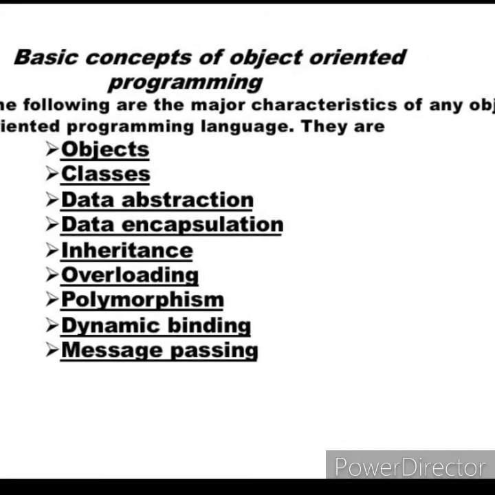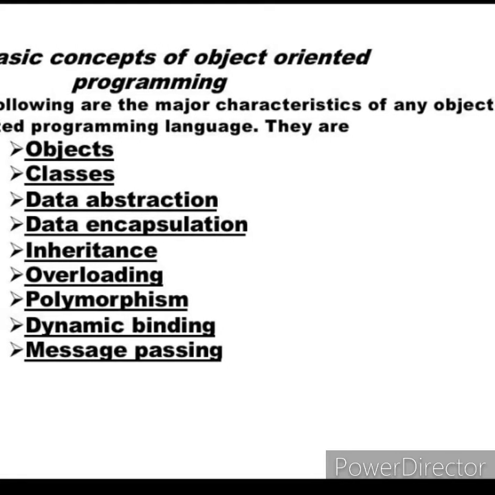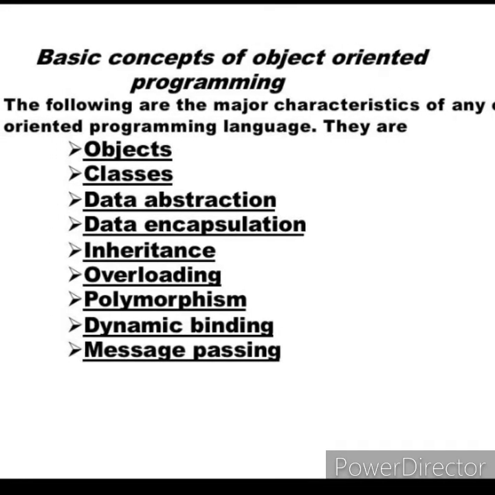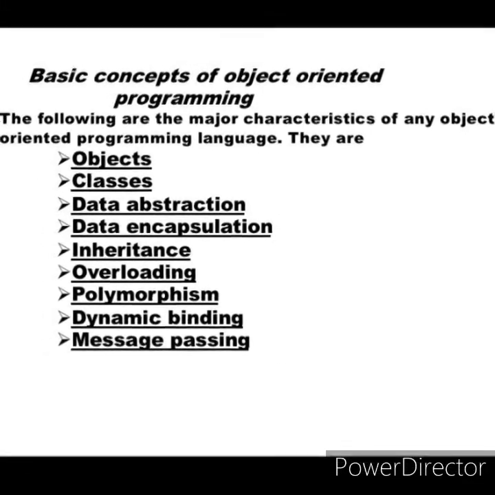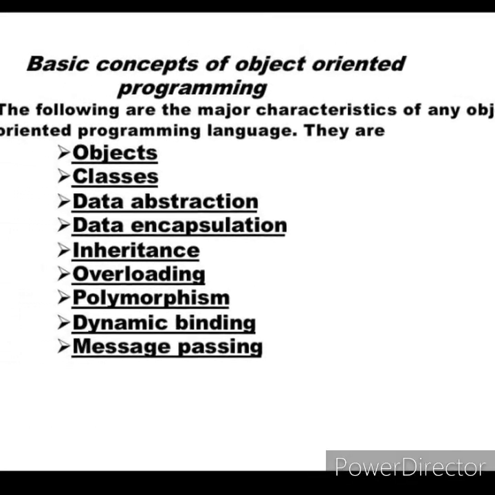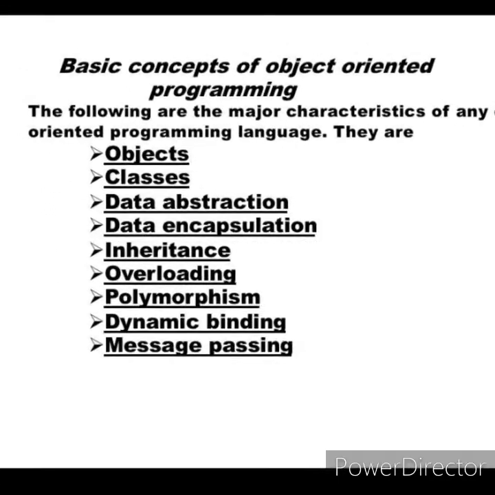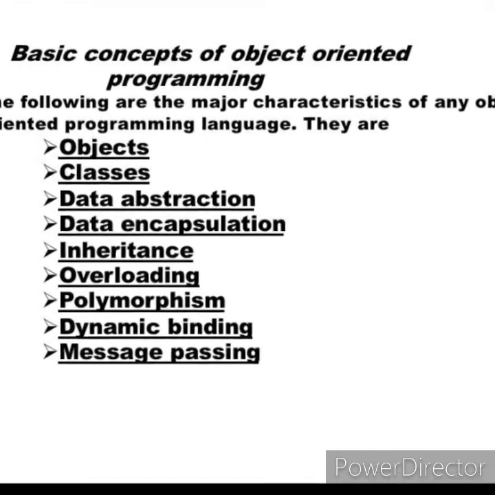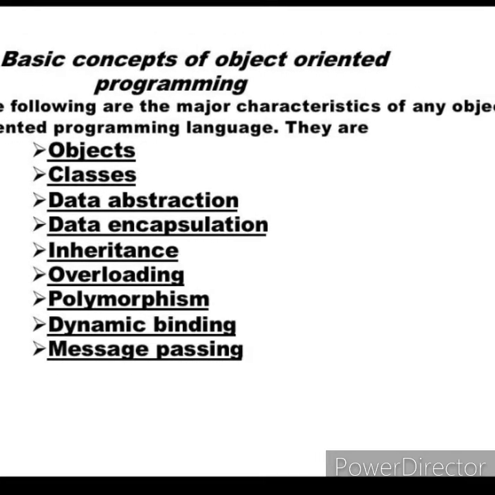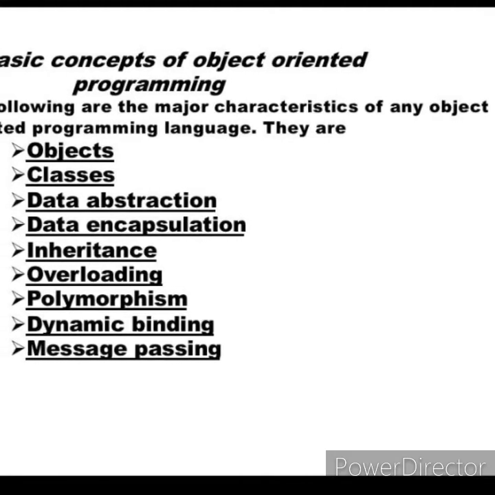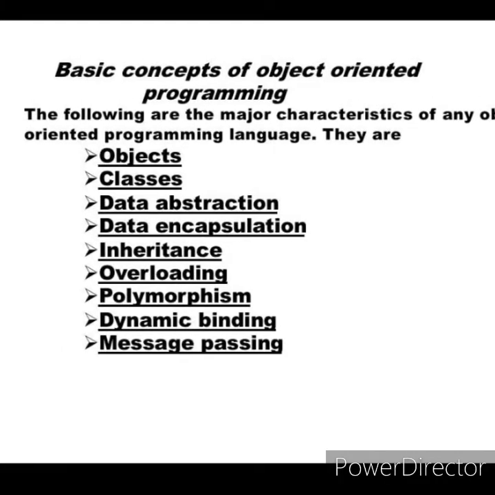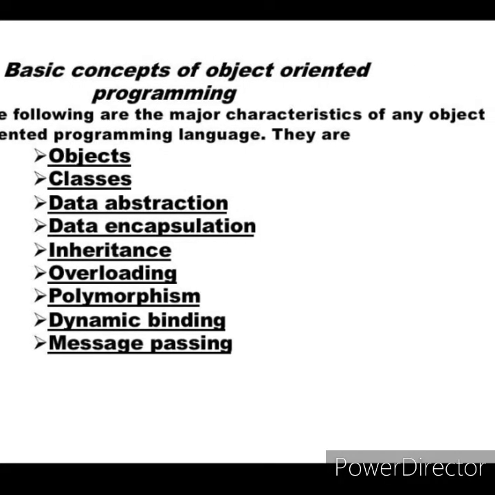Now coming to the basic topics, that is, what are the characteristics of object oriented programming. There are around 9 characteristics of OOP, that is objects, classes, data abstraction, data encapsulation, inheritance, overloading, polymorphism, dynamic binding and message passing. Now let us discuss these characteristics one by one.